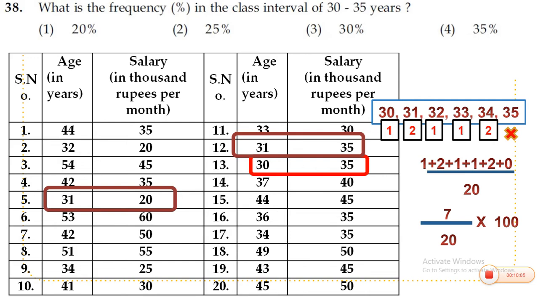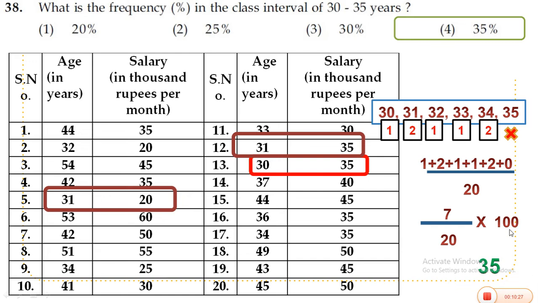So we have to find 7 divided by 20 into 100. So 20 and 100 we can cancel. You know that 5 times 20 is 100. So the answer is 7 into 5, that is 35. Okay, so that's the right answer, option 4. So what is the highlight of this question? The highlight of this question is the frequency. That's very important.